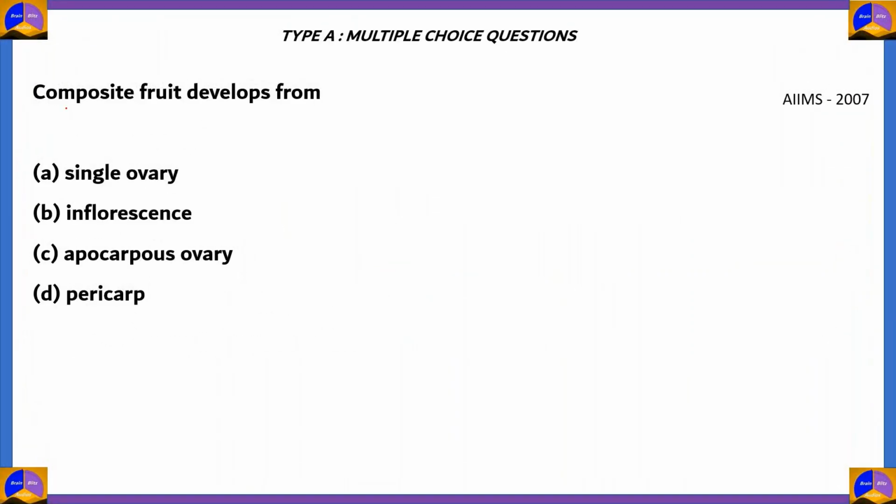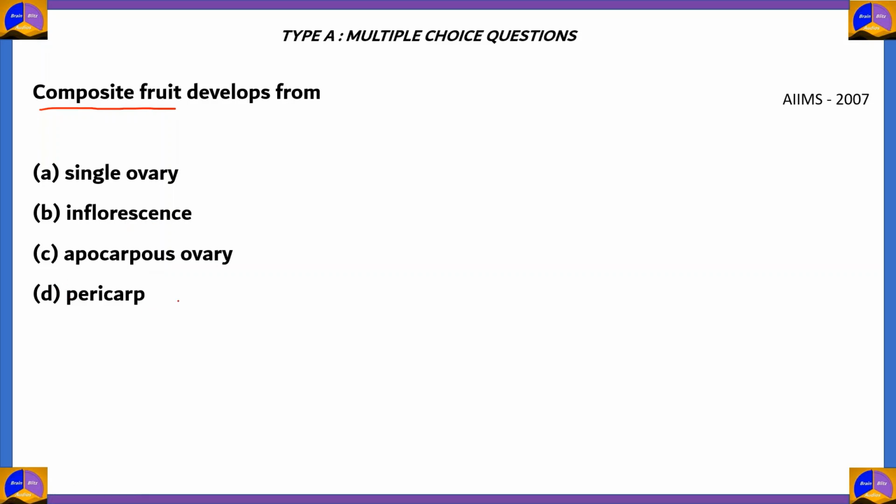Let's look at our next question. Composite fruits develop from A. Single ovary, B. Inflorescence, C. Apocarpous ovary, and D. Pericarp. Let's look at our options.